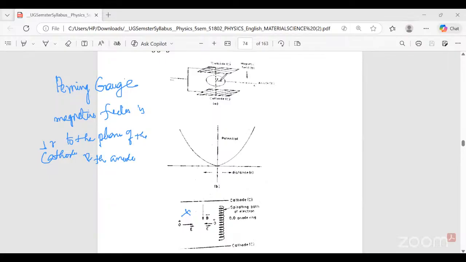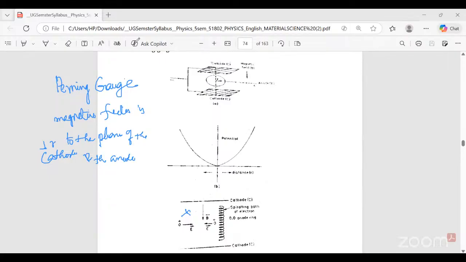As I told, this can be applied for thin film preparation, as well as in microelectronics, in the preparation of semiconductor devices. Mainly in the preparation of thin films, this vacuum creation is very important. These thin films are used in so many applications.